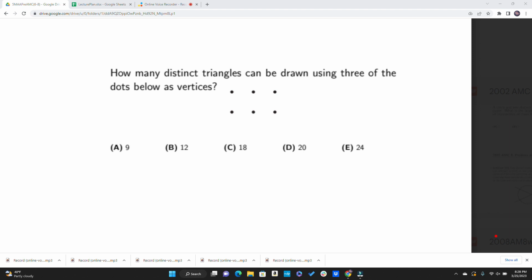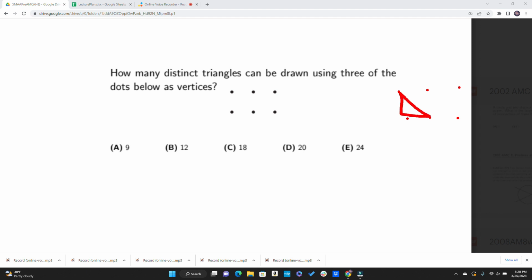So we want to know how many distinct triangles can be drawn using 3 of the dots below as vertices. Alright, let's draw some things out. We're going to try to be organized, right? So I'm going to classify some types of triangles.